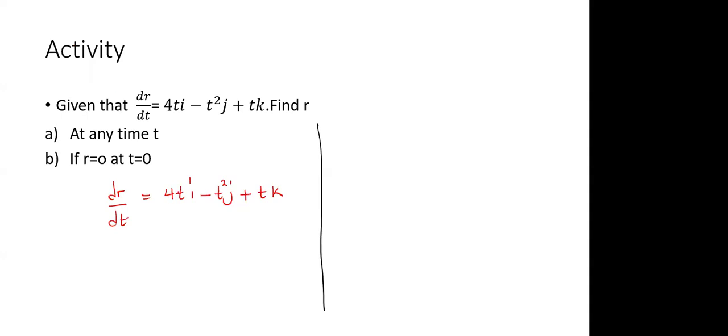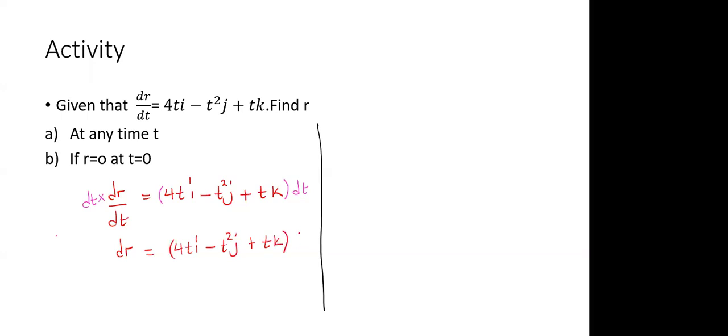So what do you do? What are we going to do? We want to find r. Like I've told you, the best way to approach this is that you want to obtain your r. So I can remove the dt by multiplying by dt on both sides. So what do you have? You're going to have your dr equals 40i minus t squared j plus tk.